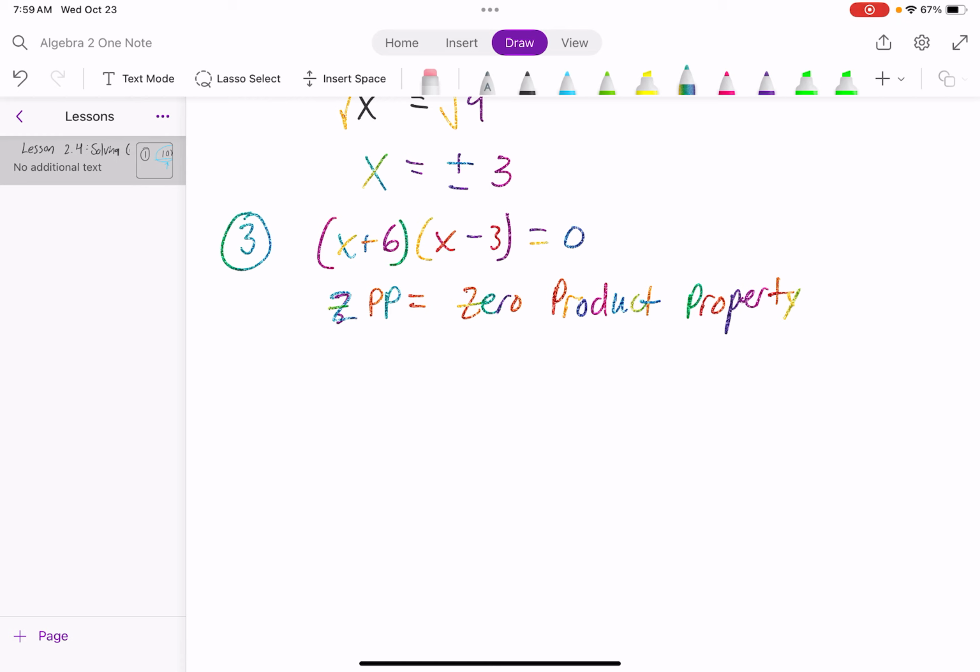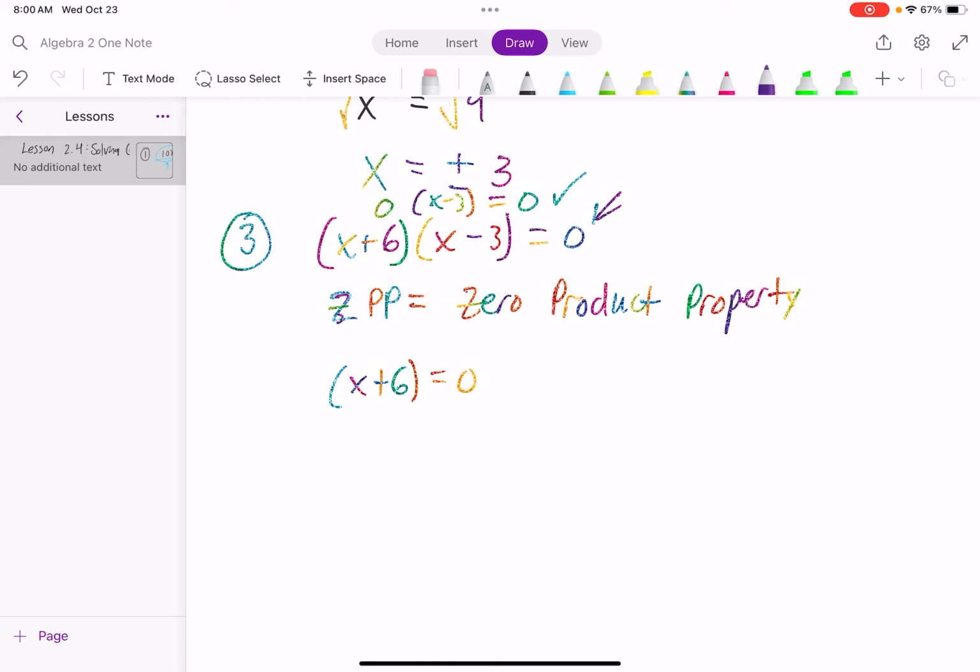We can get away with just knowing that, hey, what if x plus 6 was 0? Well, then you would have this be 0, and anything times 0 would give you 0. So that works, right? Because 0 times x minus 3 will give you 0. So that checks out. That means if x plus 6 was 0, then it works. But what would x have to be for x plus 6 to equal 0?